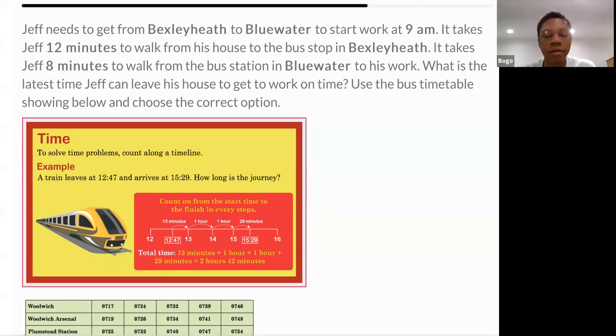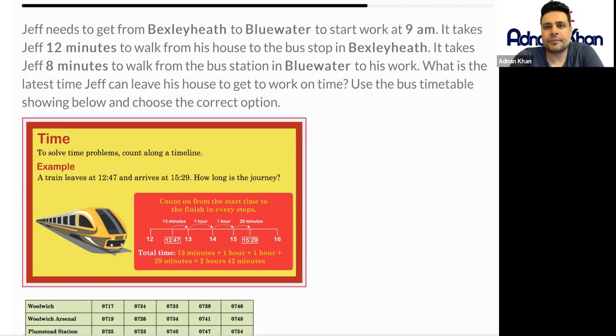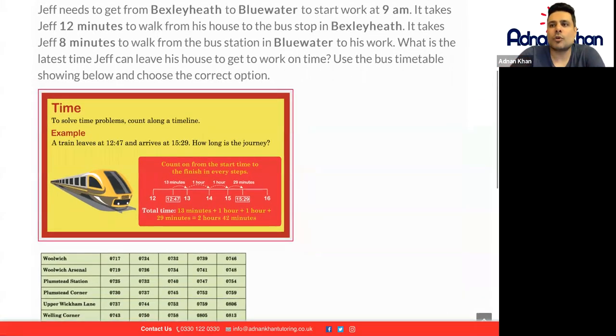The latest time Jeff can leave his house to get to his work. Use the time shown below to choose the correct option. Okay, so Jeff needs to get from Bexley Heath to Bluewater to start work at 9 a.m. It takes Jeff 12 minutes to walk from his house to the bus stop in Bexley Heath. It takes Jeff 8 minutes to walk from the bus station to Bluewater to his work. What is the latest time?